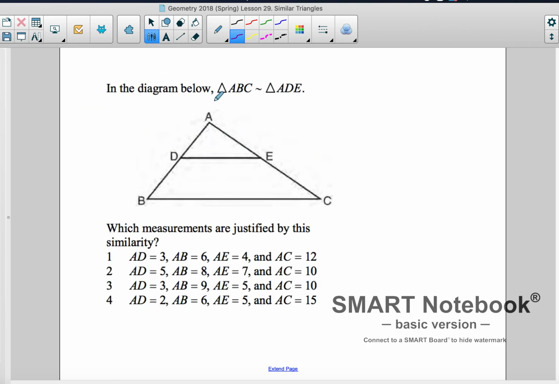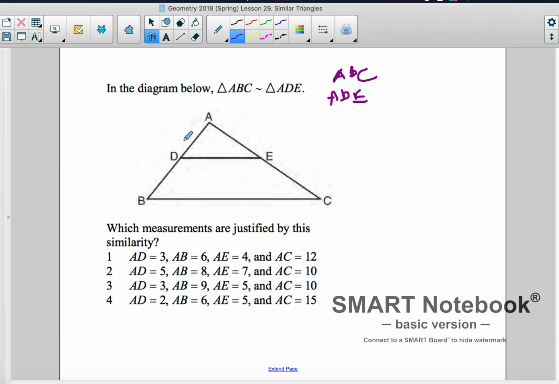Now this one says in the diagram below, these triangles are similar. They're telling us they're similar. And which measurements are justified by this similarity? So they want you to plug all these guys in and test out which ones work. All right, well, let's see. So we've got A, B, C, A, D, E, and this is what's corresponding to each other.